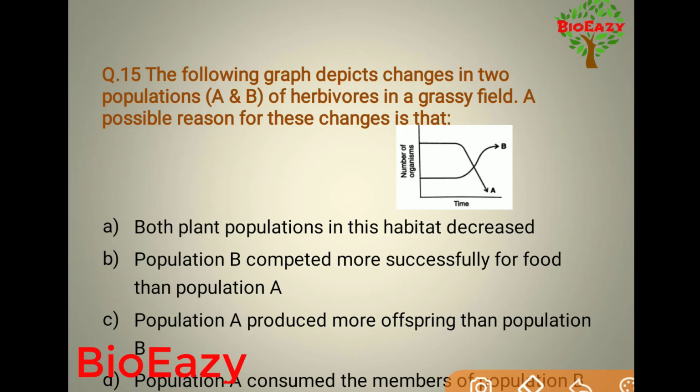Both plant populations in this habitat decreased. It is not just like that. Population B competed more successfully for food than population A. Yes, it is the right answer. Now you can see B is the right one.